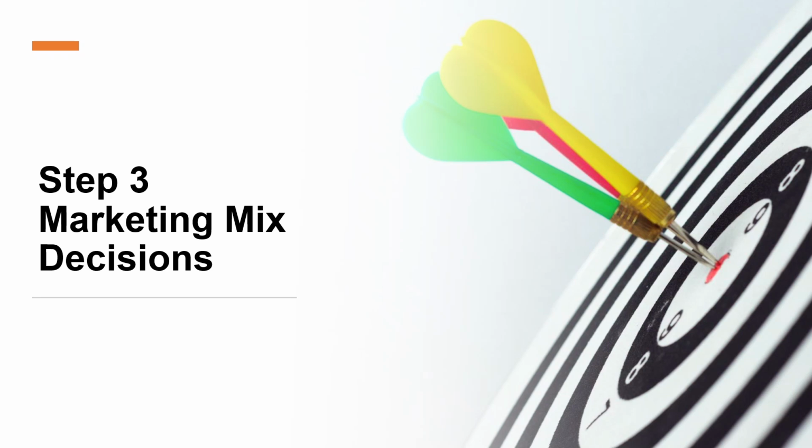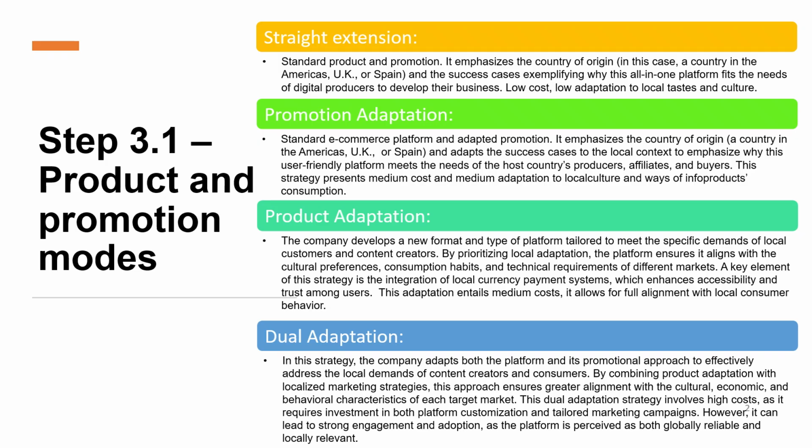The market mix decisions will be followed by decisions on product, pricing, placement, and promotion. The first decision will be to choose between product and promotion adaptation, basically the choice between standardizing or adapting your strategy. Here, in terms of product and promotion, you have four options.